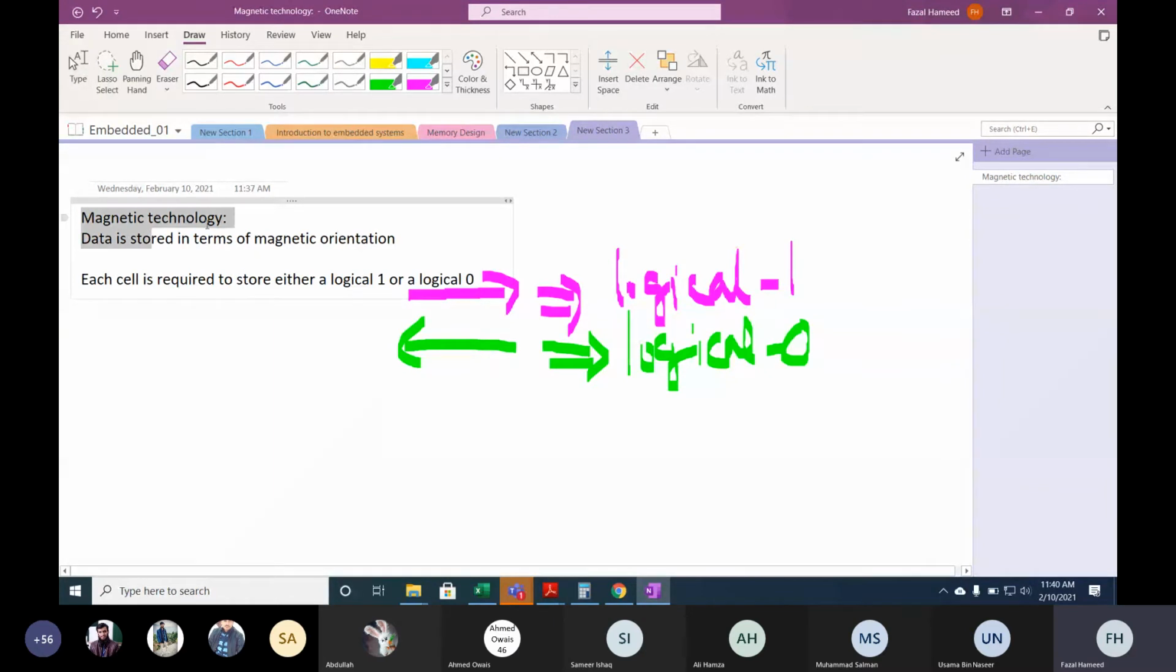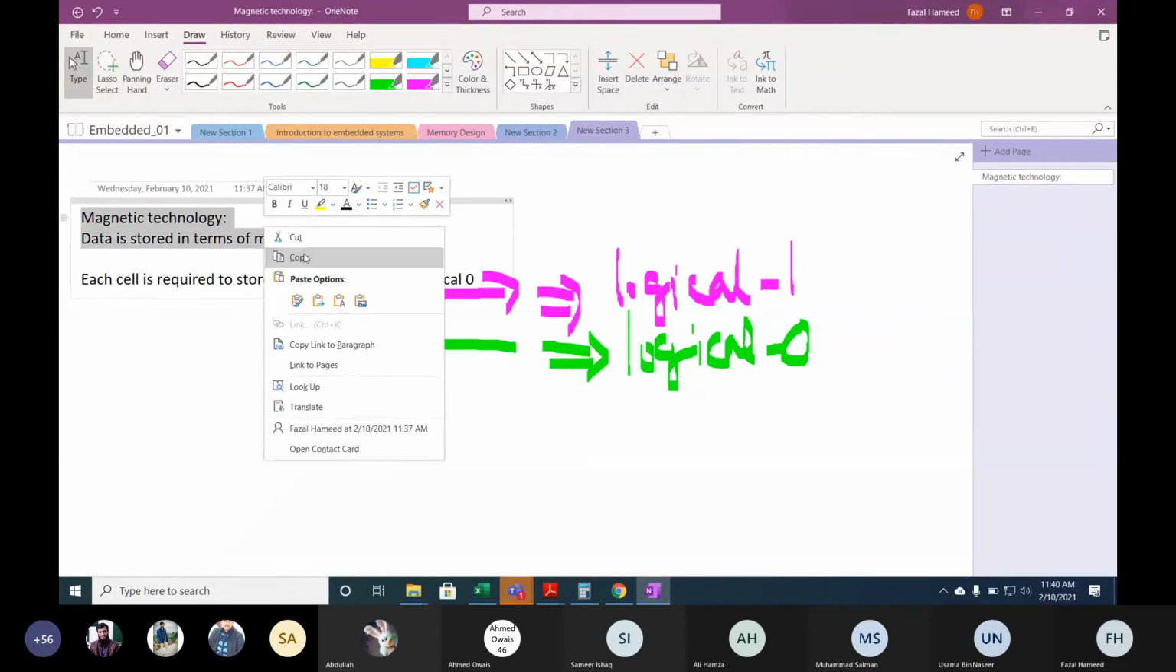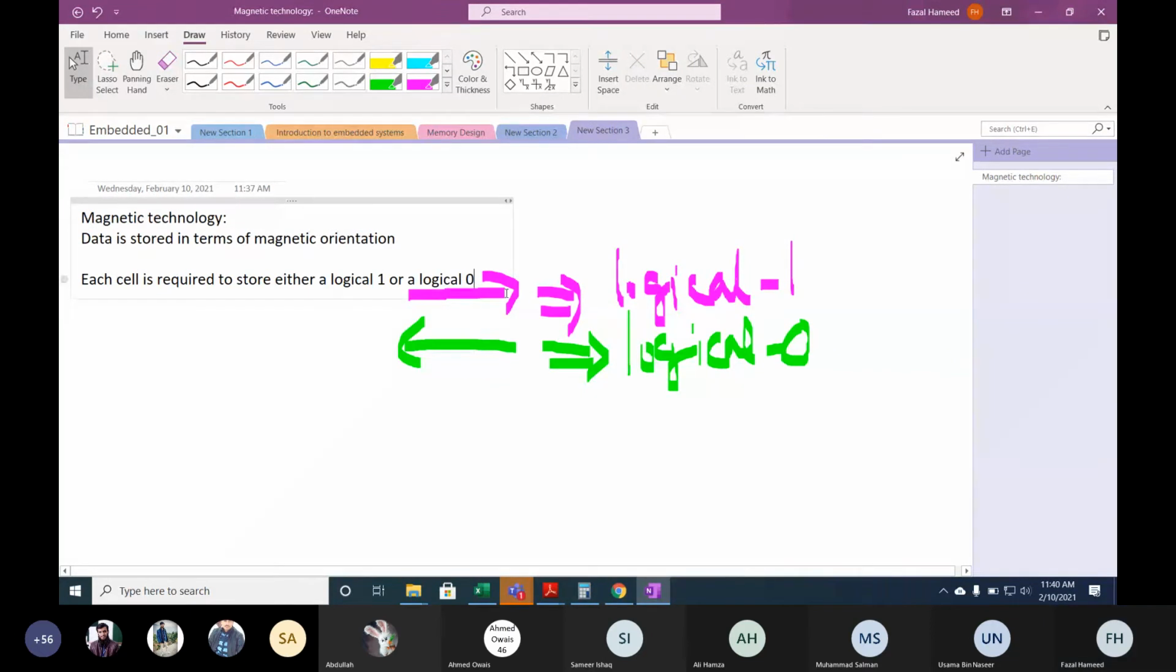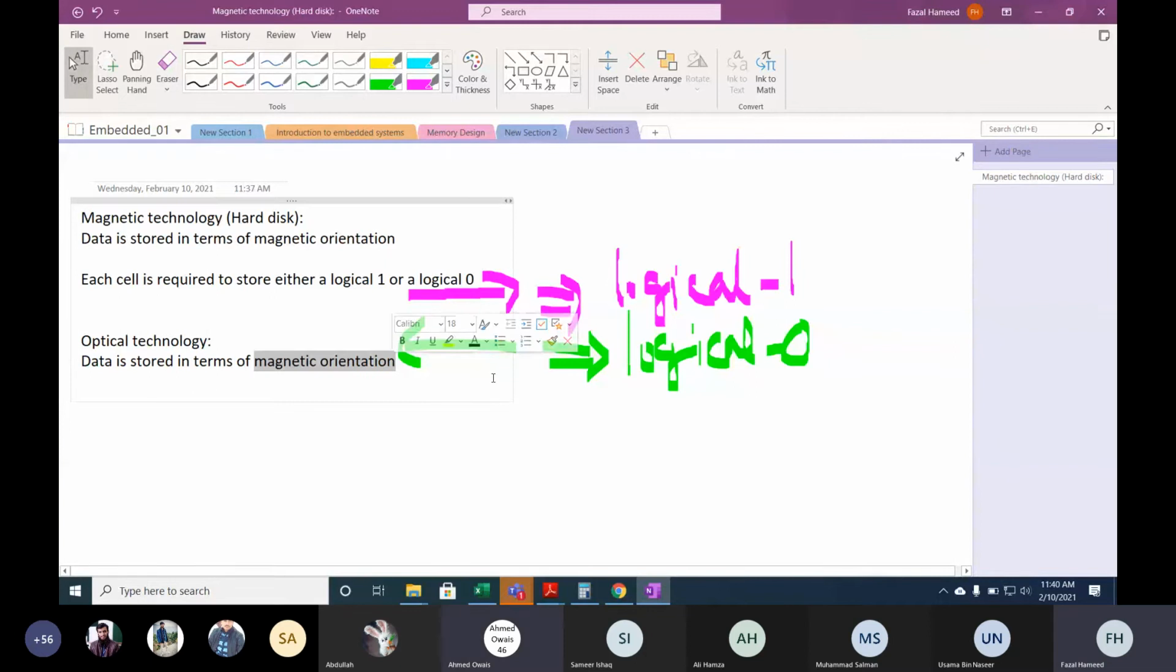Okay, so what is optical technology? Sir, CDs, DVDs, which have bumps that are read. Okay, so what is the example of magnetic technology? It is actually hard disk. There is another technology called optical technology. How is the data stored? Sir, bits and bumps are stored on DVDs and CDs.